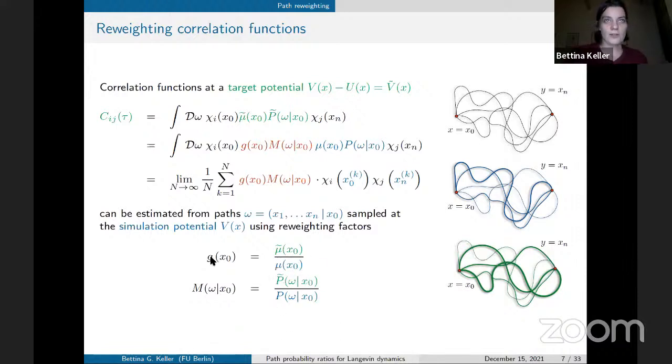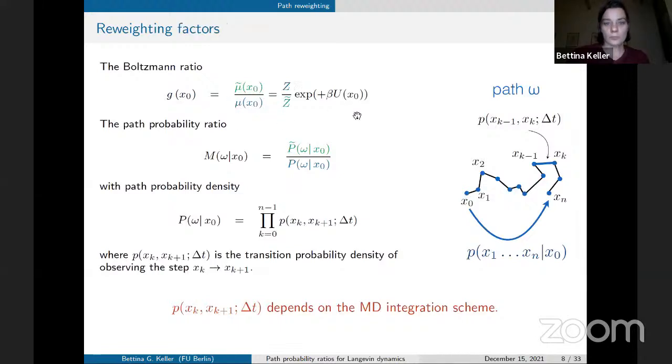And the G factor is actually simple. The G factor is just the Boltzmann factor of the bias. If you divide the Boltzmann probability densities, you end up with this Boltzmann factor, which contains the bias over here. And next we need to come up with a model for the path probability ratio. So we need to calculate the probability of observing a little path given that the path has started in x0.